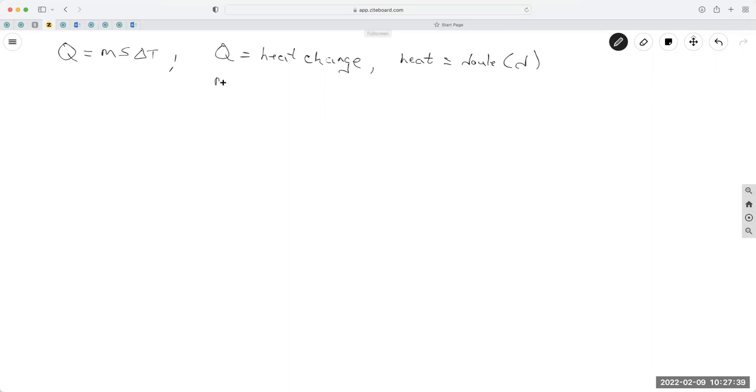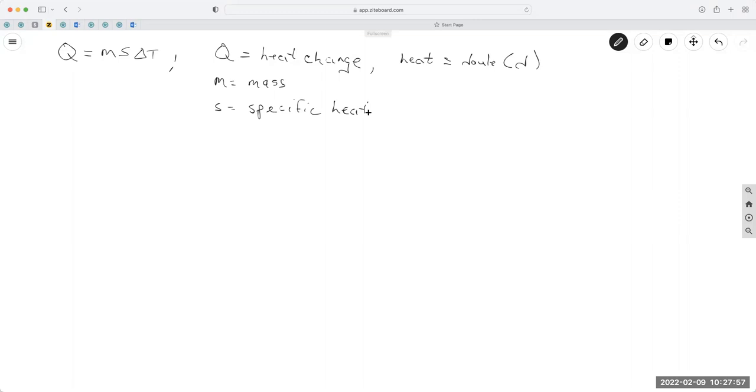M is the mass. S is called the specific heat, which is a physical property. You do not need to memorize specific heats. If you need them, I will give them to you.